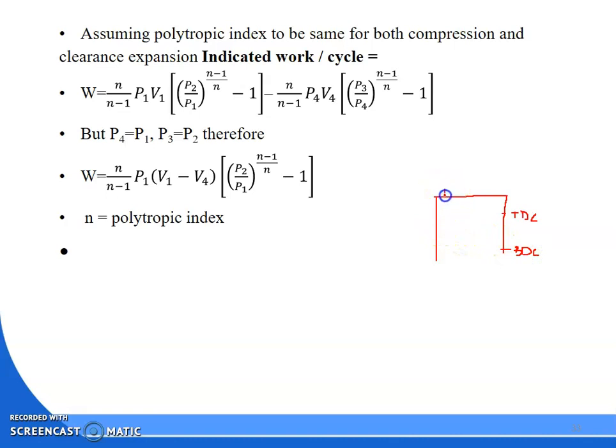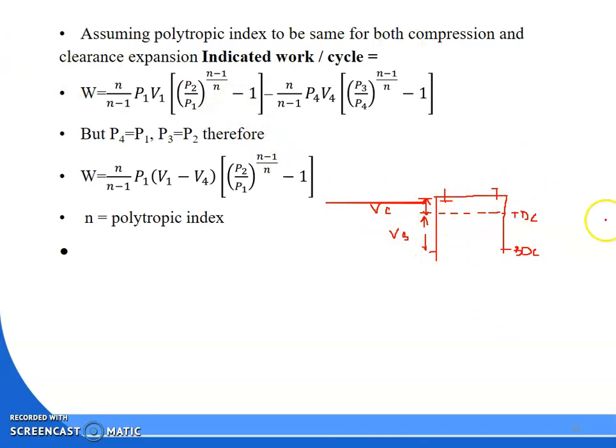Here is the one-directional suction valve, and this one is your delivery valve. When the piston is at TDC, the space left between the cylinder head and the piston is known as the clearance volume. When the piston moves from TDC to BDC, this volume is known as VS, the swept volume.